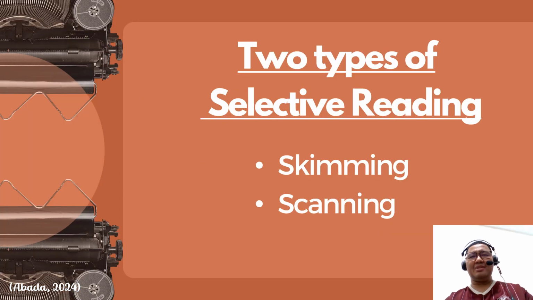There are two types of selective reading. So we have skimming and scanning. When you were in elementary or in high school, your English teachers provided you information on what skimming is and what scanning is and how to do it. So let's have a little refresher on these two types of selective reading.